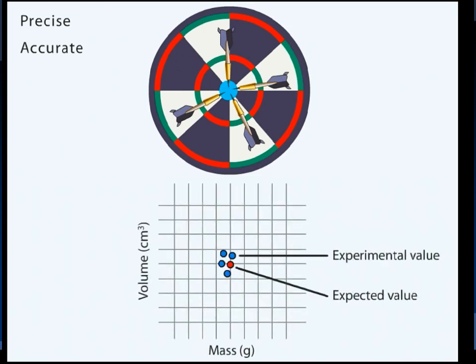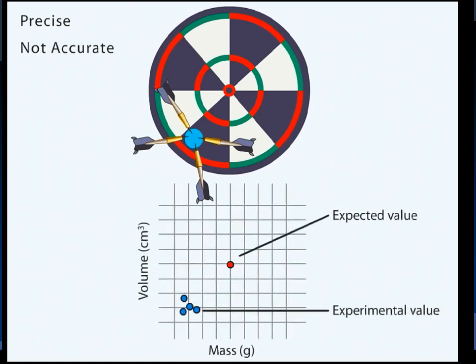This graph shows the results of an experiment that was repeated 4 times. Each time the mass and volume of the product were measured. We see that these results are both precise and accurate. They are clustered and very close to the expected value.